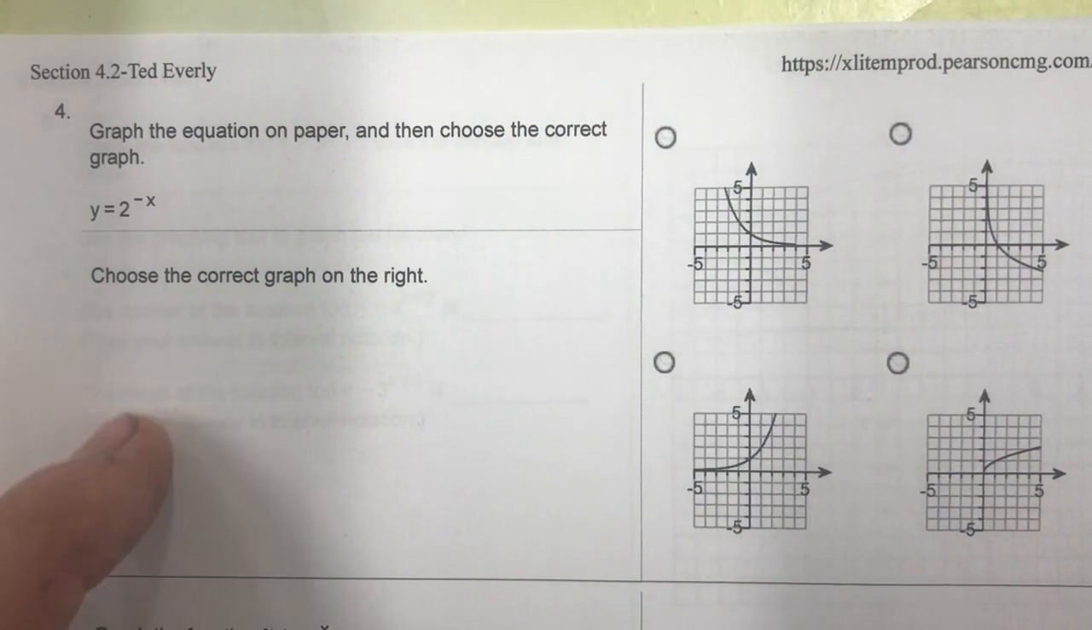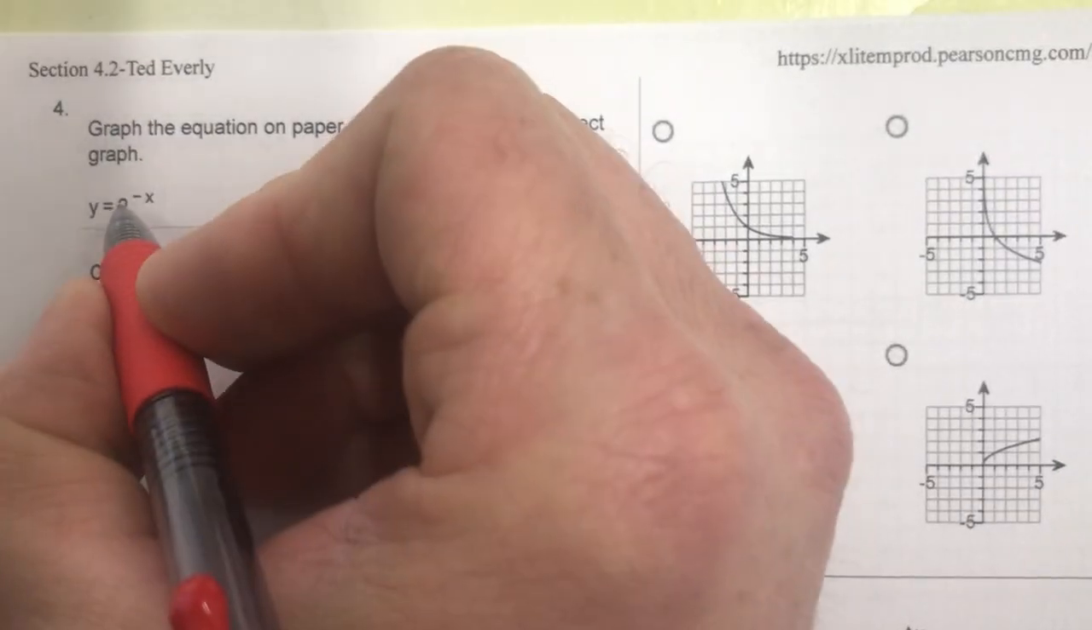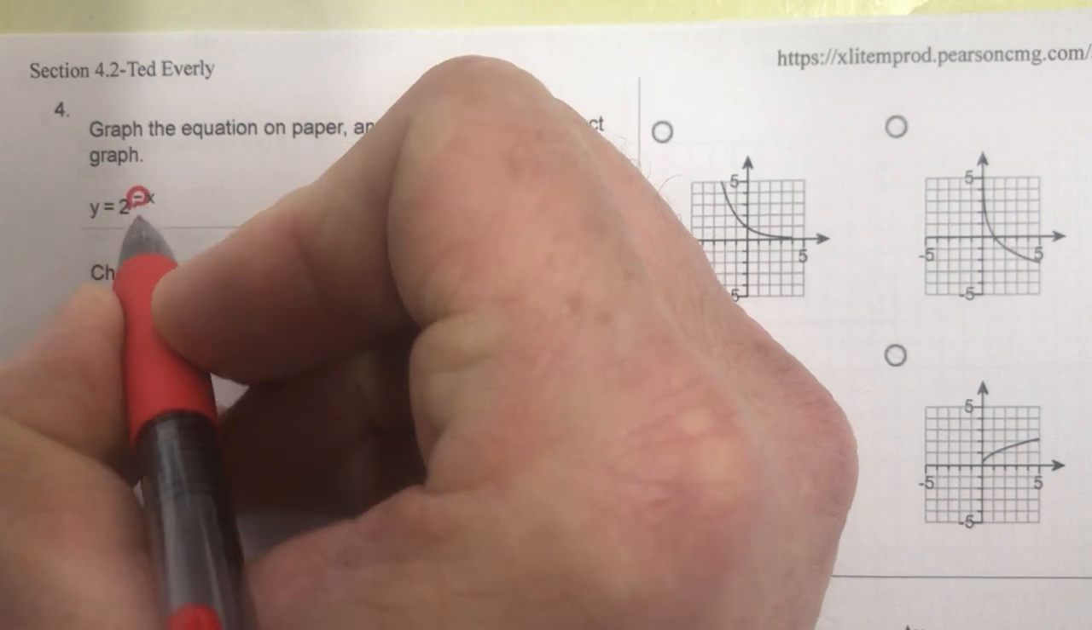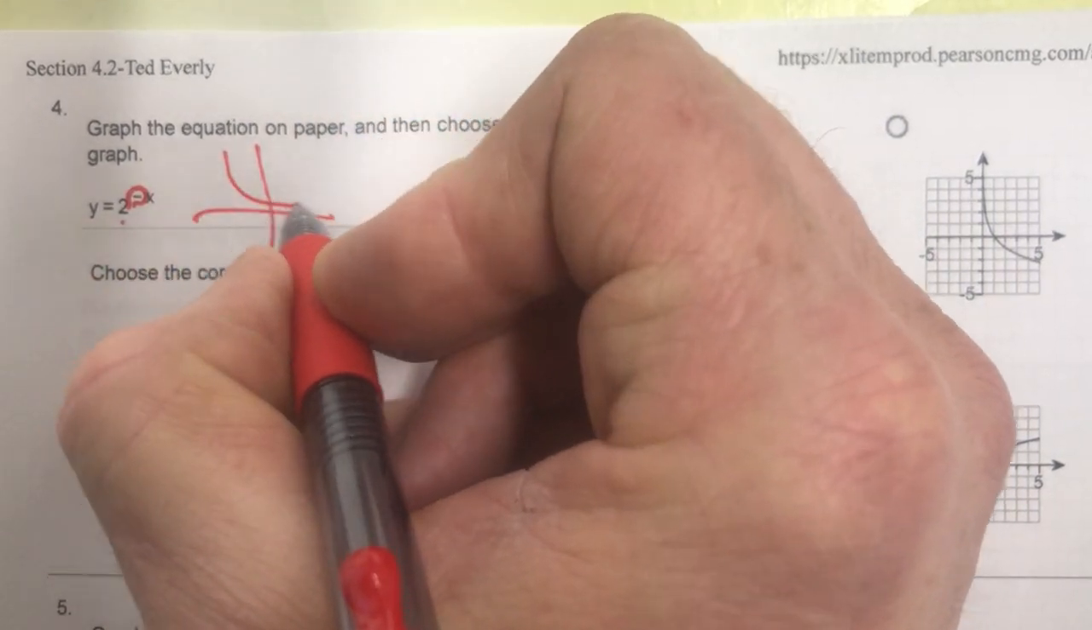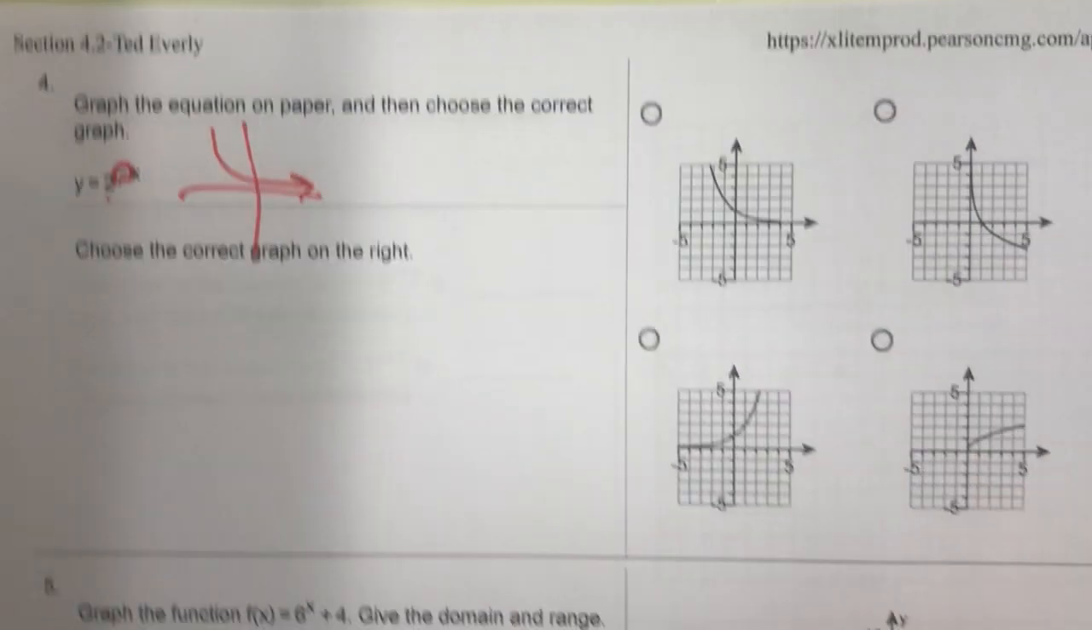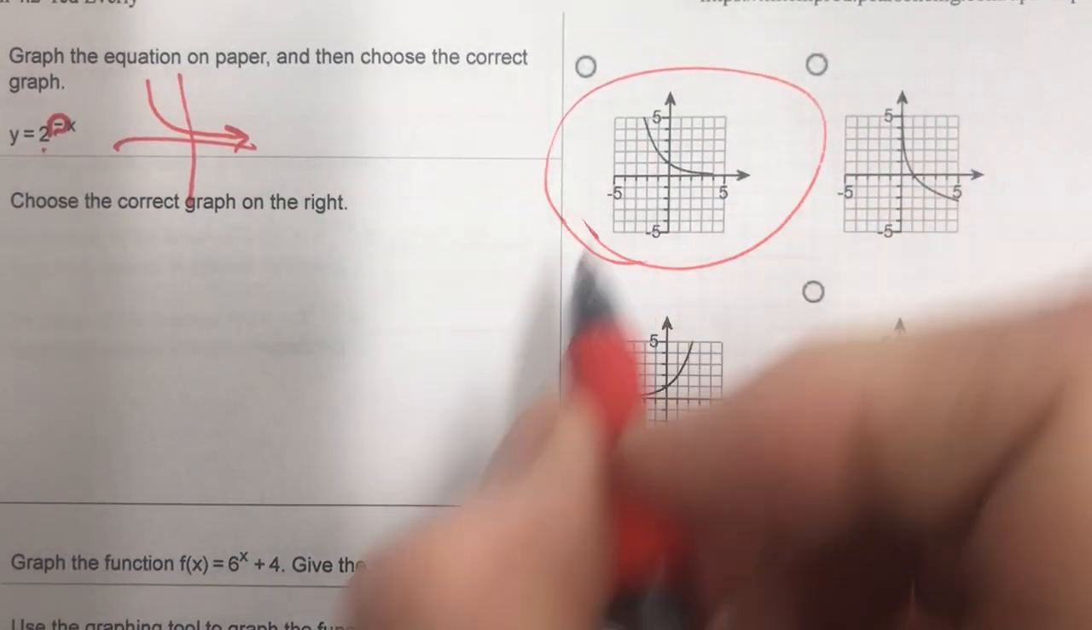All right. Number 4. So here's another one here. Now, when we have this negative in the exponent, it's going to reflect it kind of like the fraction did. It's going to make the tail come over here to the right again. So it looks like this one here.